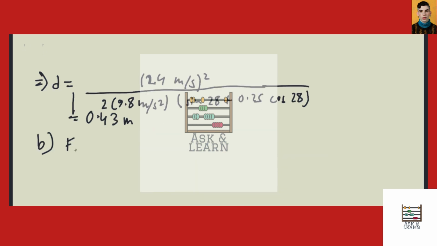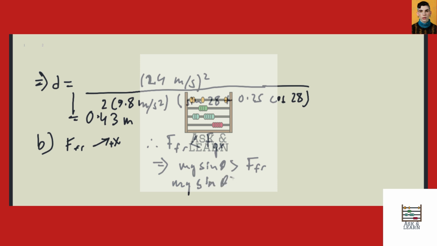Force of friction is acting upwards now, in the positive x direction. Therefore, we want force of friction to be less than the horizontal component of gravity. So mg sine theta is what that is. That has to be greater than the force of friction. So mg sine theta is greater than mu k mg cosine theta, because normal force is the same still.